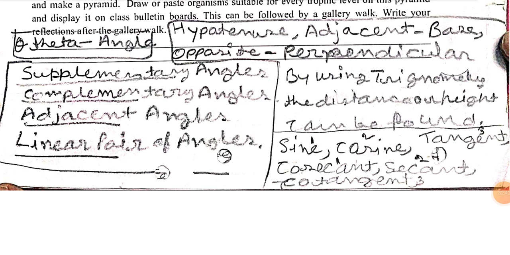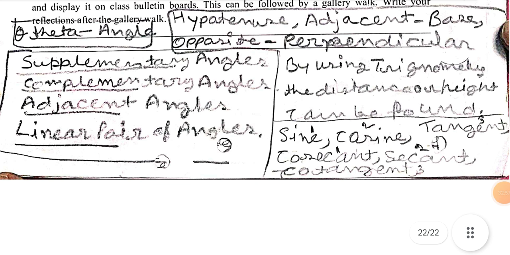Theta angle, hypotenuse, adjacent, base, opposite, perpendicular. Some supplementary angles, complementary angles, adjacent angles, linear pair of angles. By using trigonometry, the distance or height can be found. Sine, cosine, tangent, cosecant, secant, cotangent.